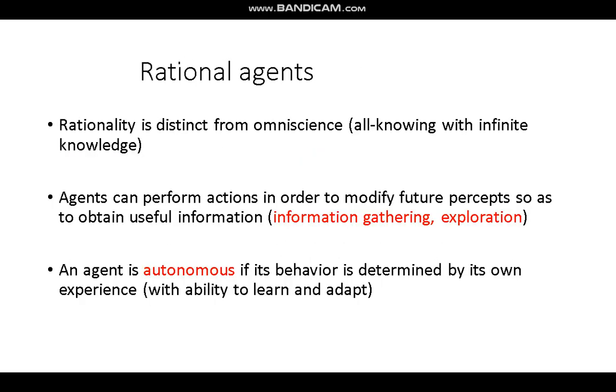Rational agents. Rationality is distinct from omniscience, which is all-knowing with infinite knowledge. Agents can perform actions in order to modify future percepts so as to obtain useful information: information gathering, exploration. An agent is autonomous if its behavior is determined by its own experience, with the ability to learn and adapt.